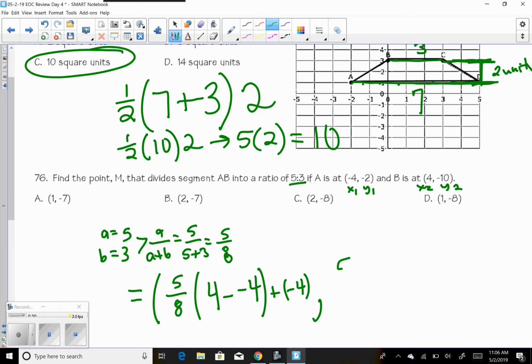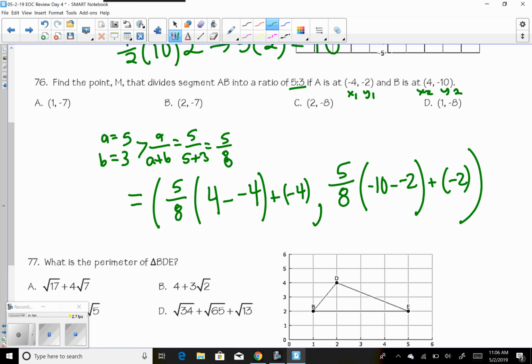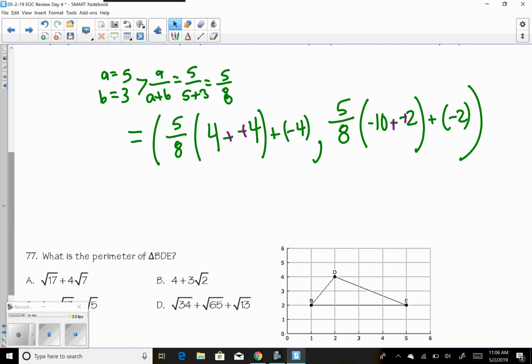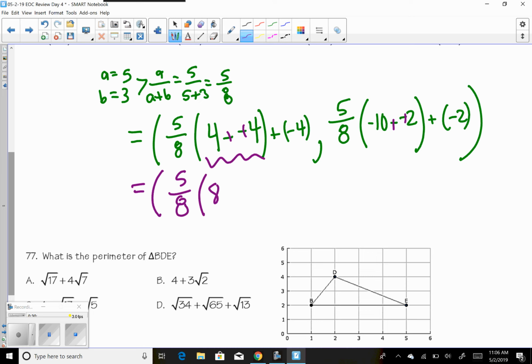Then we do the same thing. 5/8. Then we do my y's. y2 minus y1. -10 minus -2 plus y1, which is -2. Okay, all right. So let's see. I got some positives right here. Minus negatives become positives. So let's get down to the next section here. Here we go. So I get 5/8. I'm going to combine 4 plus 4. That's an 8. Plus a negative is just a negative -4. Comma. 5/8. I combine here. -10 plus 2. It's -8.